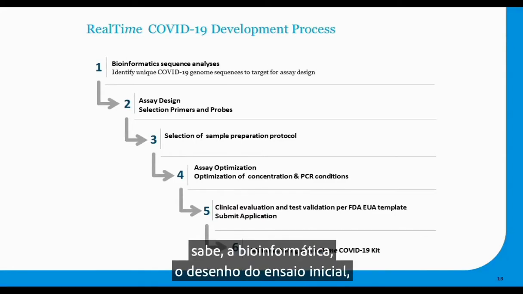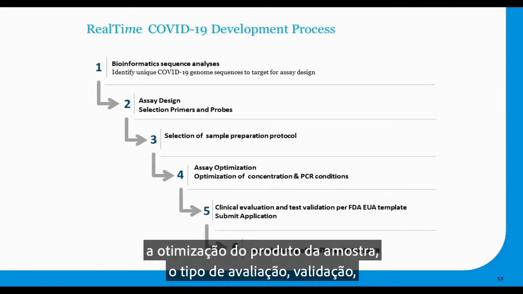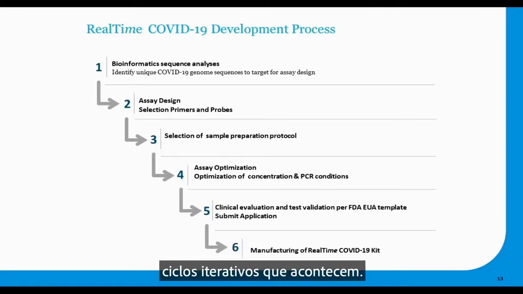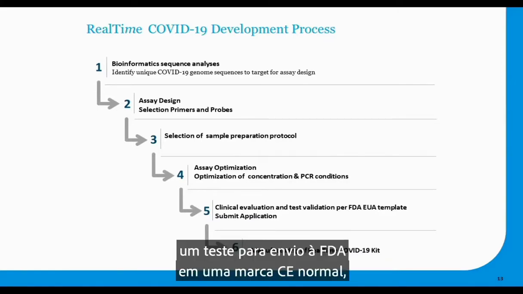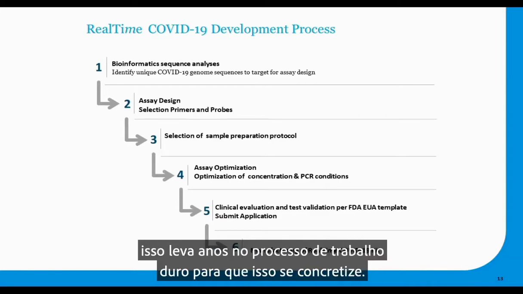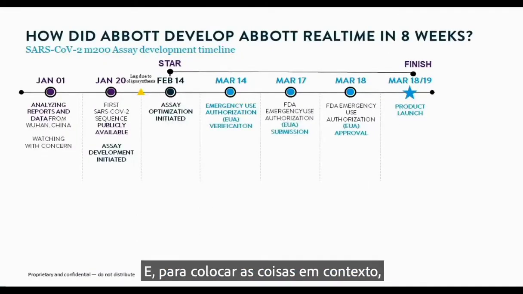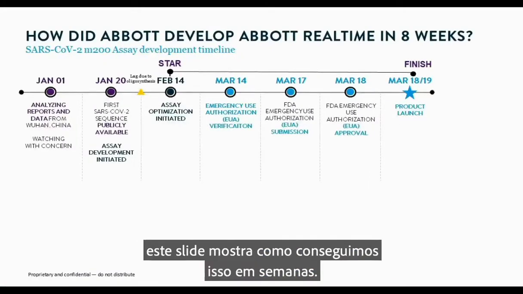You know, the bioinformatics, the initial assay design, sample prep, optimization, the evaluation, validation, the iterative cycles that go on. And just for reference, when we're normally building a test for FDA submission and the normal CE mark, this takes years of iterative process and hard work to get this done. And to put things in context, this slide shows how we accomplished this in weeks.